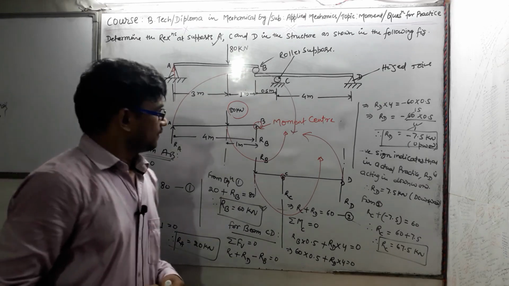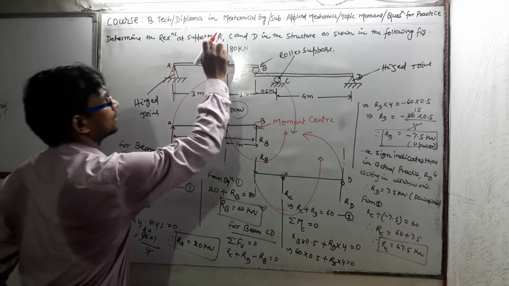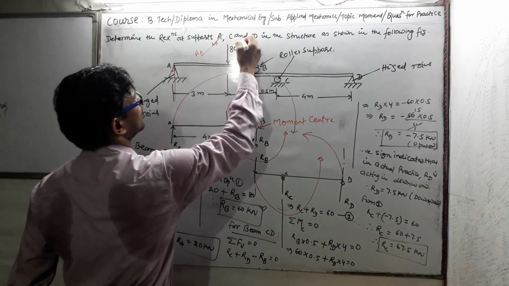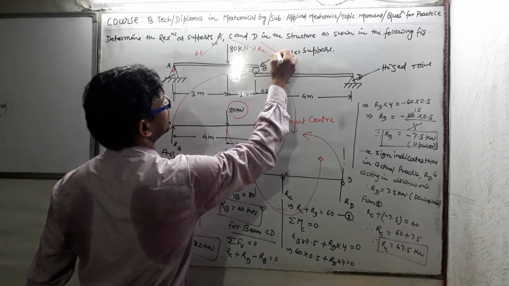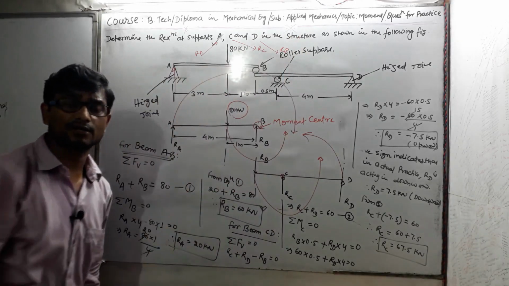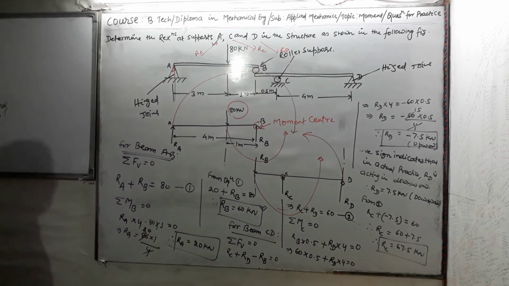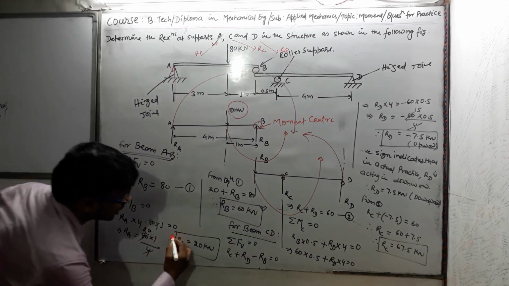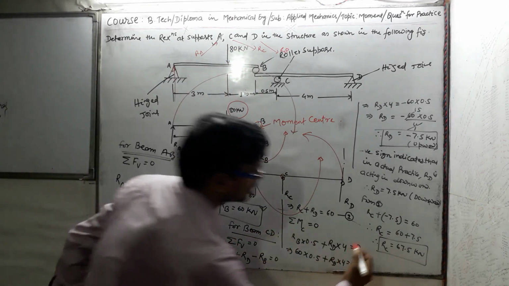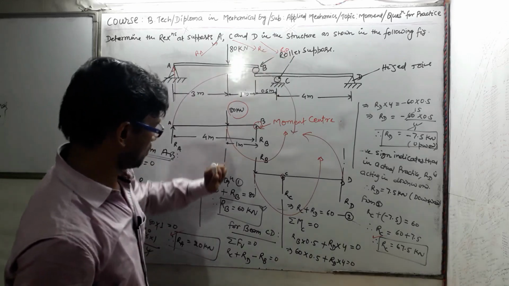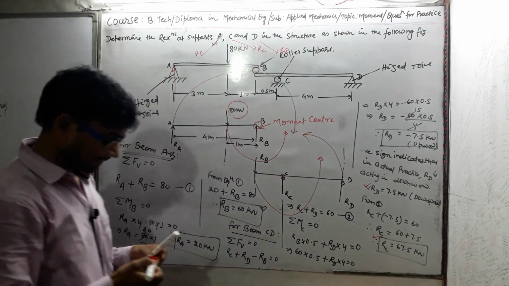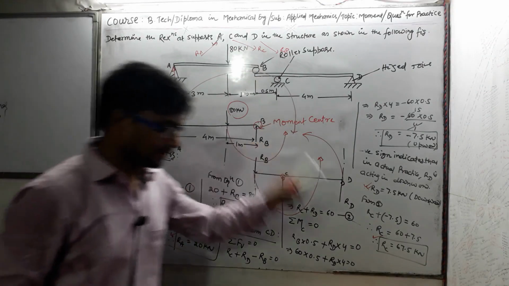Now we have found the value of RA, RC and RD. This was all about our required reaction forces. From here we have got the RA value and the RC value. We have got the RC value and the RD value also. This was all about the calculation.